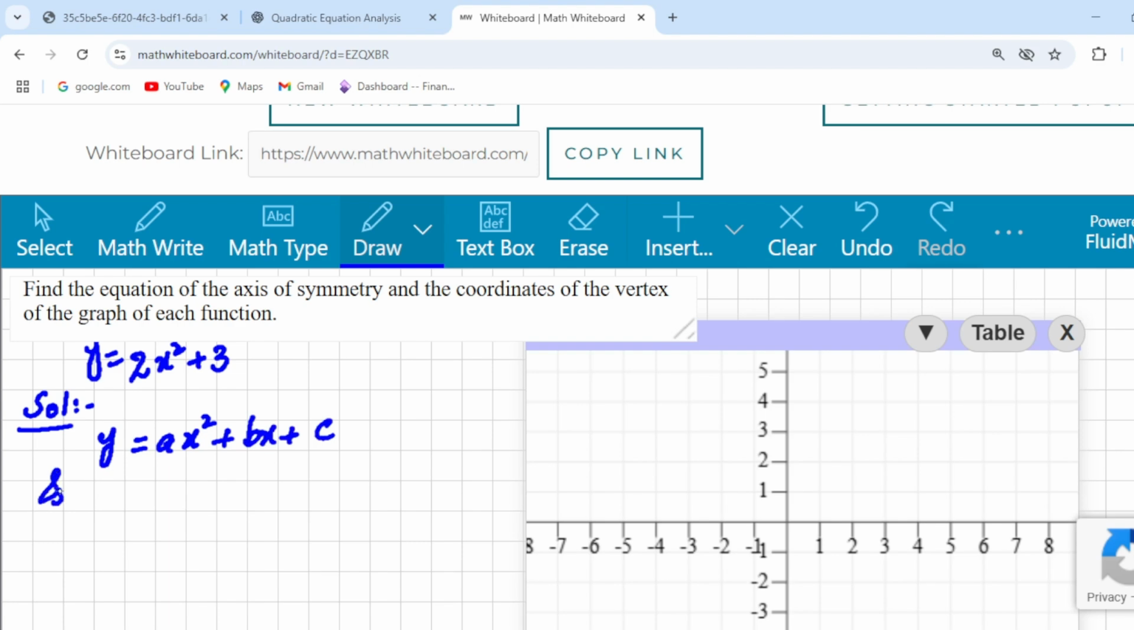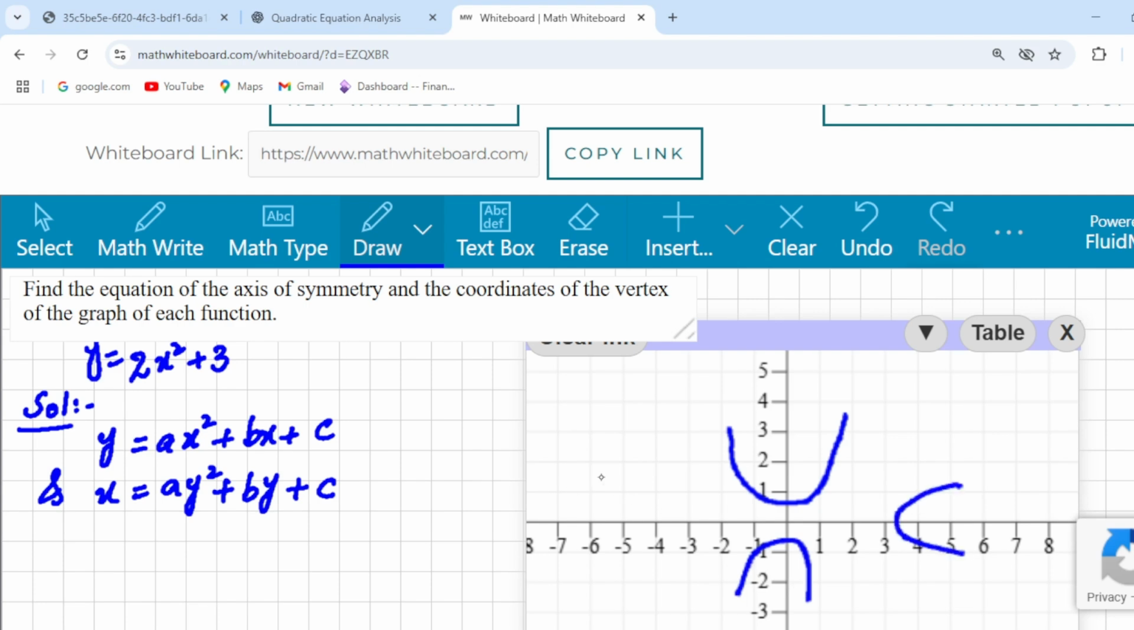and second is x is equal to ay square plus by plus c. These are the two standard equations of the parabola. The graph of the parabola is U-shaped. It may be vertical like this, or opening downward like this. It may be like this and like this. It means it may be opening upward, downward, right, left, or anywhere. So these are the types of parabola.